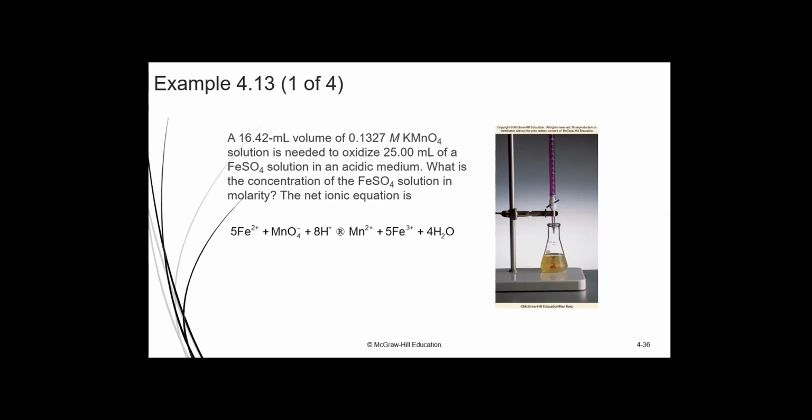So the net ionic equation shows down here. For some reason, my reaction arrow turned into an R. That should be an arrow. So we have 5 Fe2+ plus our MnO4- plus 8 H+ going to Mn2+ plus 5 Fe3+ plus 4 waters.